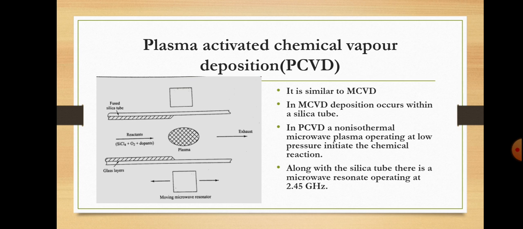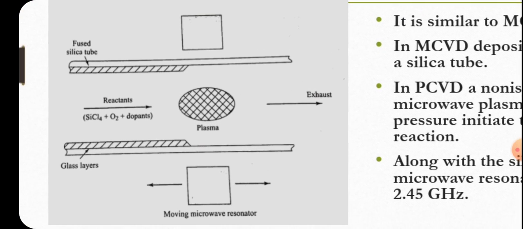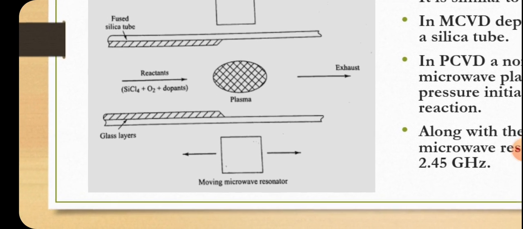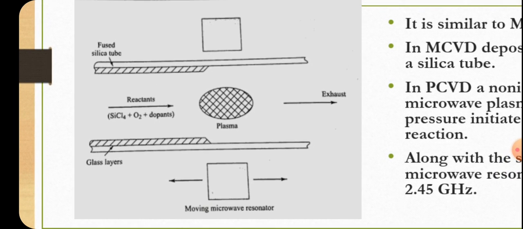Okay. Next is the plasma activated chemical vapor deposition. The experimental setup for the plasma activated chemical vapor deposition is shown here. Here you can see that there is no furnace for heating. Instead, we are using a moving microwave resonator, and the glass tube is taken here. The glass layer is shown, and the reactants are SiCl4 plus O2 and dopants, and the reaction takes place inside the glass tube. There is a plasma provided by the moving microwave resonator, and it is seen that there is no soot formation here.